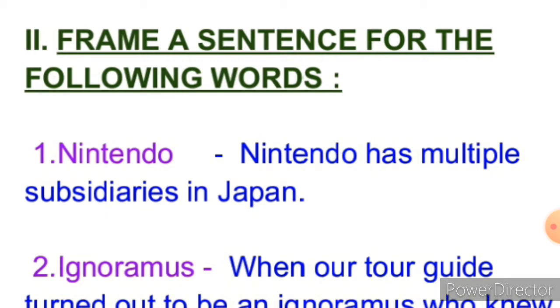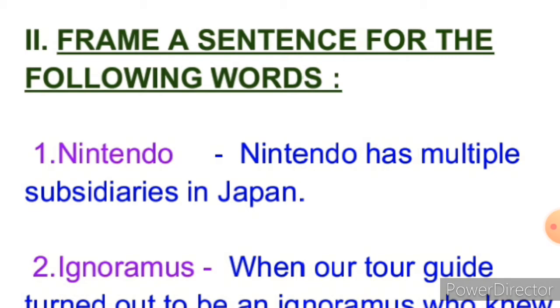So here the meaning, that is, Nintendo means a video game. Nintendo has multiple subsidiaries in Japan. For the video game, here the word Nintendo represents a video game. So what is the meaning here? A video game, that is Nintendo, has multiple subsidiaries in Japan.